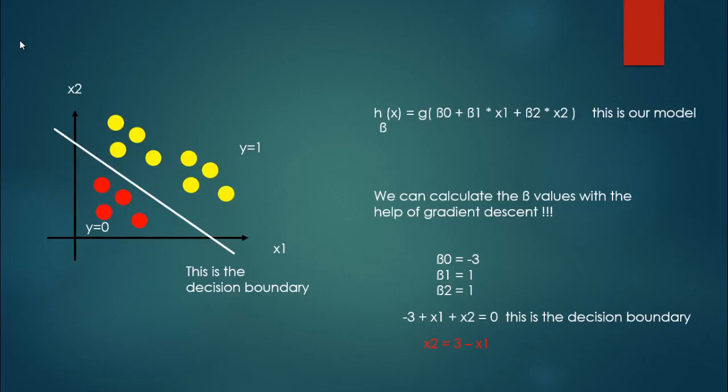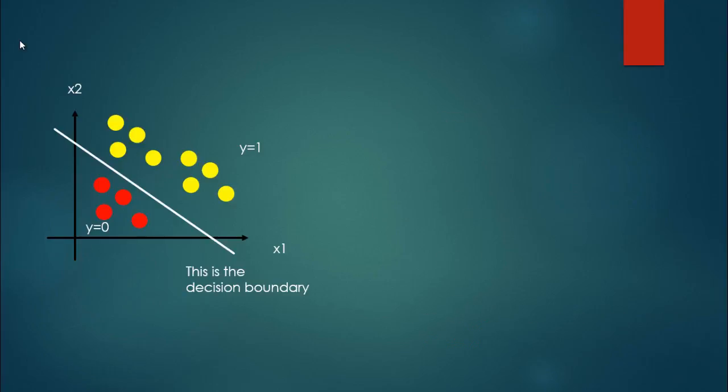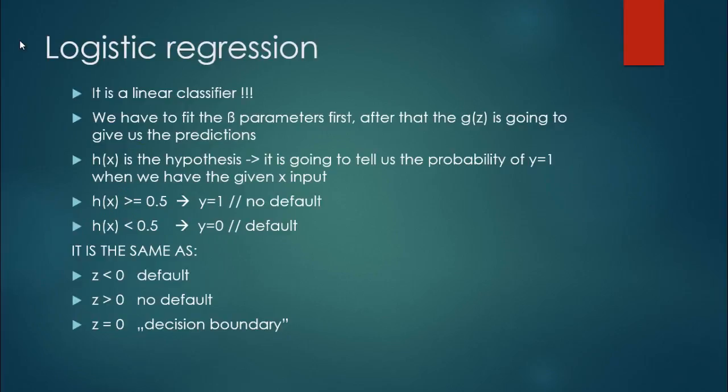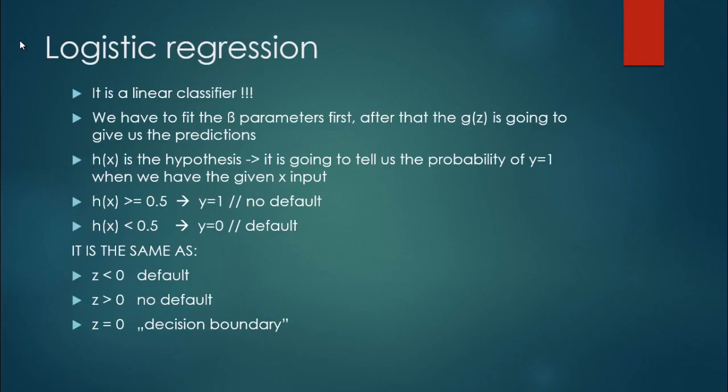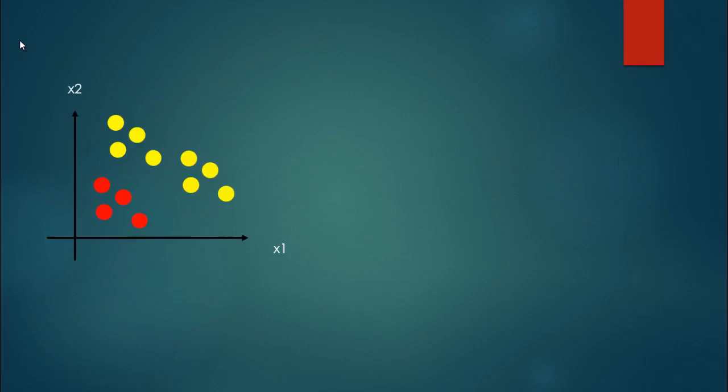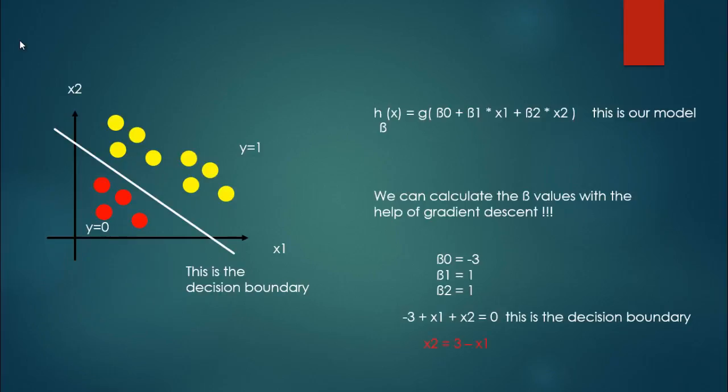And what is the g function? The g function is the sigmoid function. So you just have to put this linear model into this function, g of z equals 1 divided by 1 plus e to the minus z, and here in our model the z is equal to b0 plus b1 times x1 plus b2 times x2.